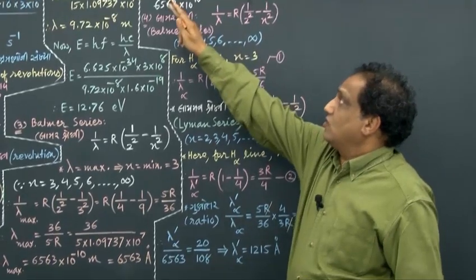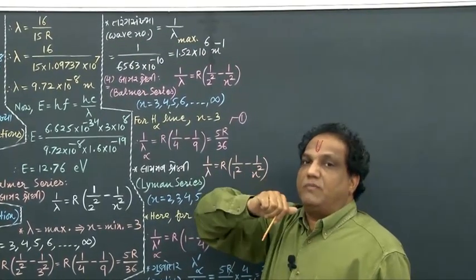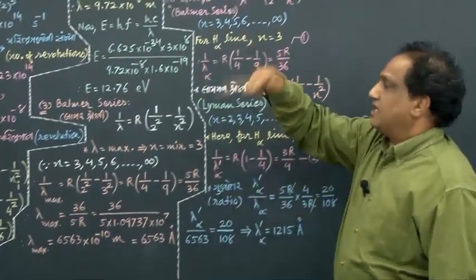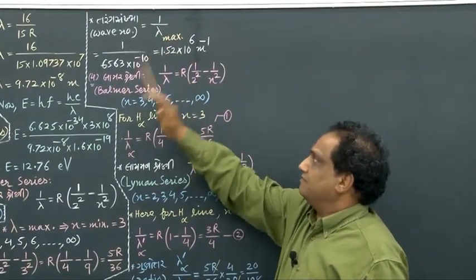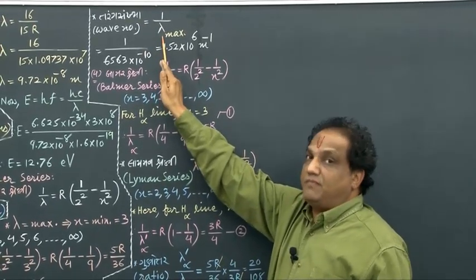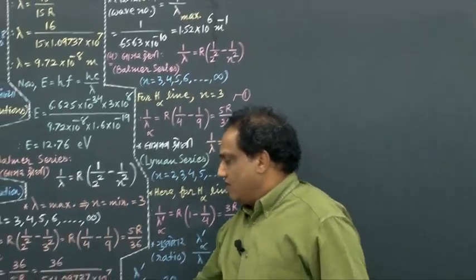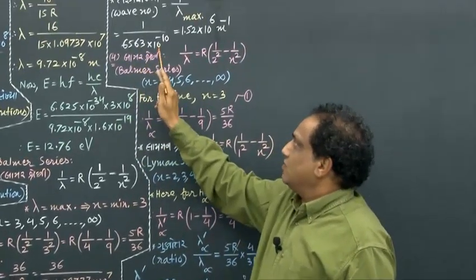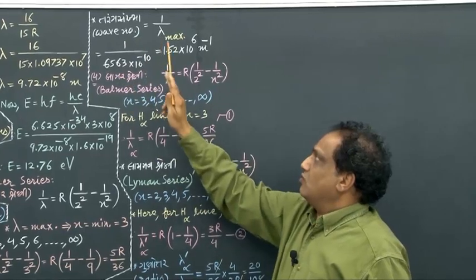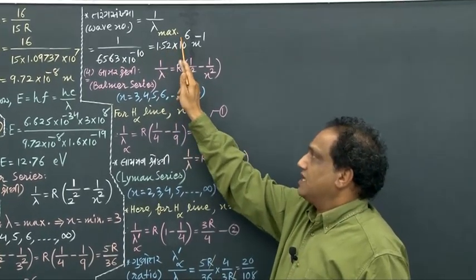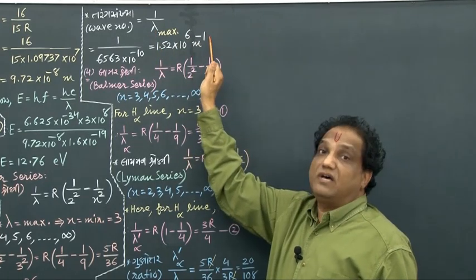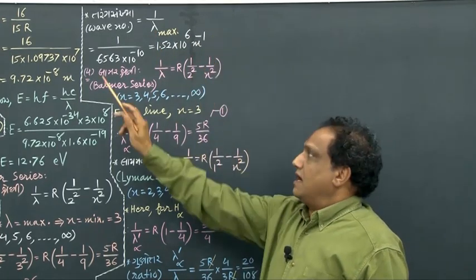We are also asked to find out the corresponding wave number. Wave number is nothing but the reciprocal of wavelength. Right now wavelength is lambda maximum, so its reciprocal would be 1 upon lambda maximum. Suppose I am putting this lambda maximum in meter, that meter value is 6563 into 10 raised to minus 10. This answer comes out to be 1.52 into 10 raised to 6, because you are taking this value in meter, so it will become meter inverse. Kindly read this statement of number 4.